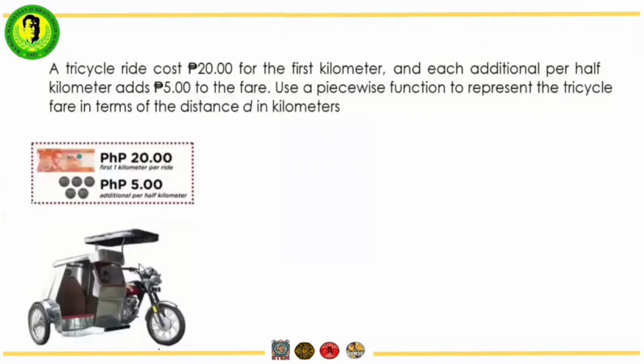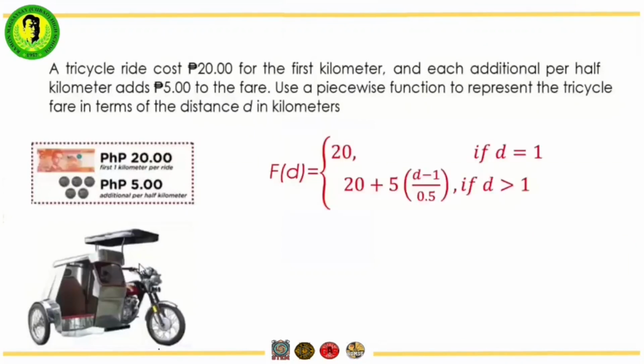Therefore, our piecewise function will be f of d, where f represents the fare and d is for distance, is equal to 20 if d is equal to 1, and 20 plus 5 times (d minus 1) divided by 0.5 if d is greater than 1. Okay, so for a more challenging problem, what distance is for 75 pesos?